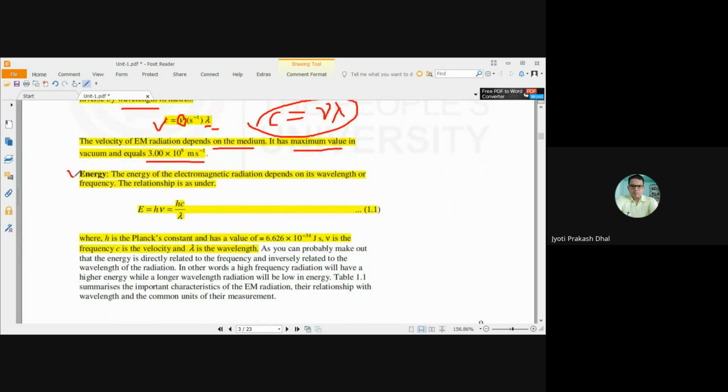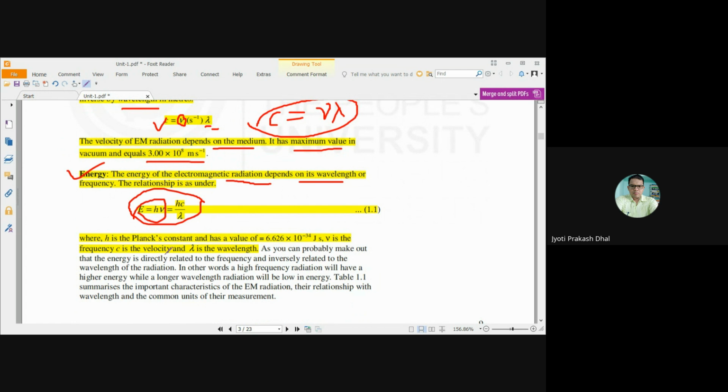Now coming to the next characteristic property, that is energy. The energy of electromagnetic radiation depends on the wavelength or frequency. According to Planck's equation, E equals h nu. Again, if we write nu equals c by lambda, then in place of nu we can put c by lambda. So E equals h nu, that is equal to hc by lambda.